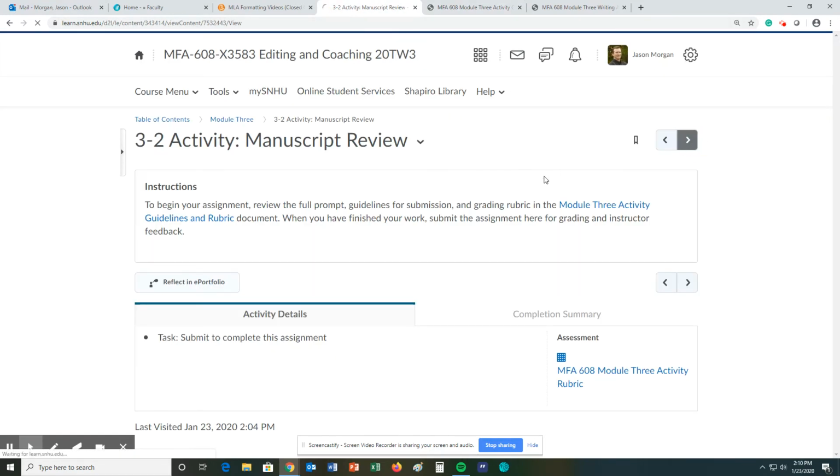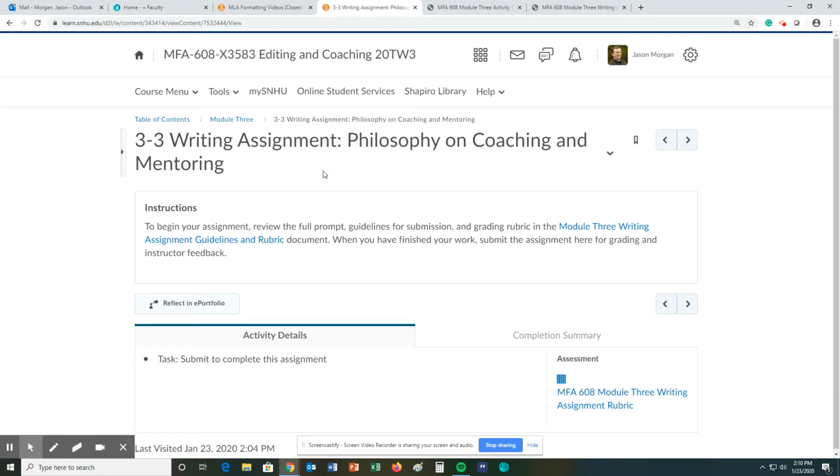Moving on to the next activity. This is 3-3. Now, before we get into this assignment, a general heads up about this class in general. There are 3 major writing projects. They are found in writing in Module 3, in Module 6, and in Module 9.